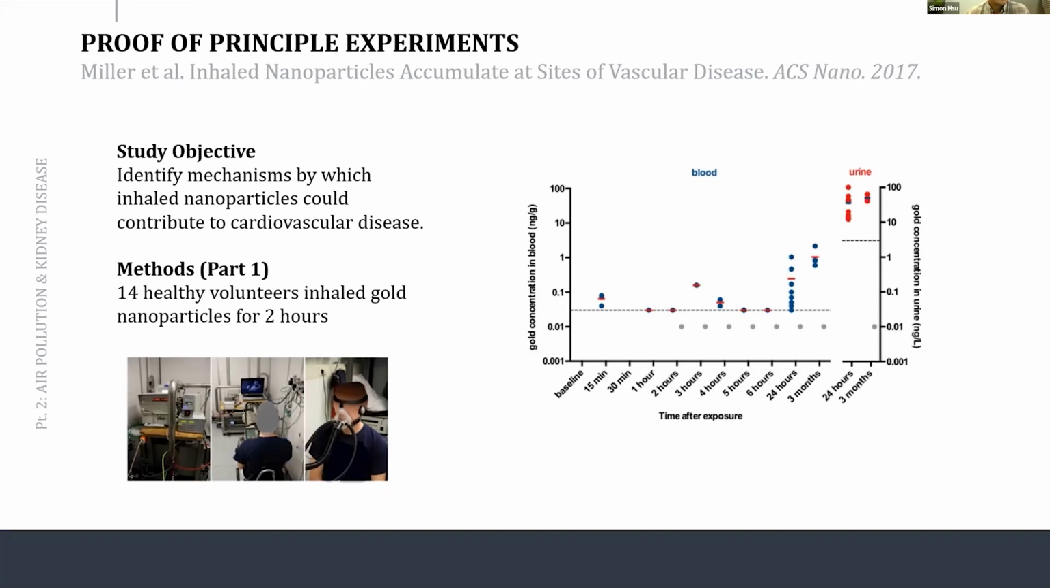So you look at the far left, at baseline, there's no gold detectable in the blood, obviously. And then starting at 15 minutes, you already start to detect gold in the blood, such that at 24 hours, all 14 participants had detectable gold in the blood. And in the red to the far right there, you see the truncated results of urine samples, where after 24 hours, all participants had detectable gold in their urine. And what's particularly striking to me is that these participants came back after 3 months. And what you can see is there's still a number of them where, 3 months after exposure, this gold was still detectable in the blood and the urine.